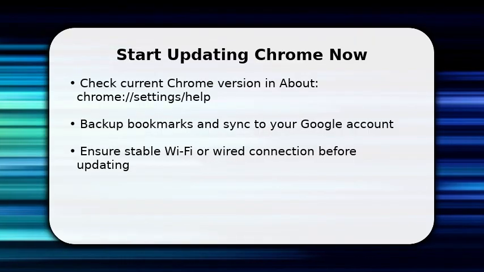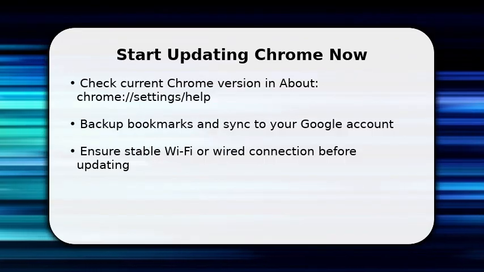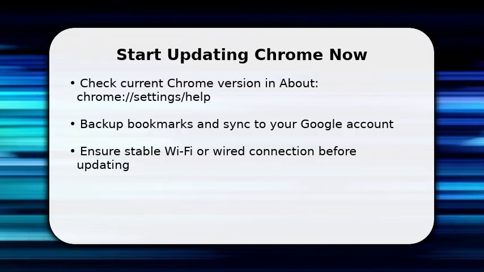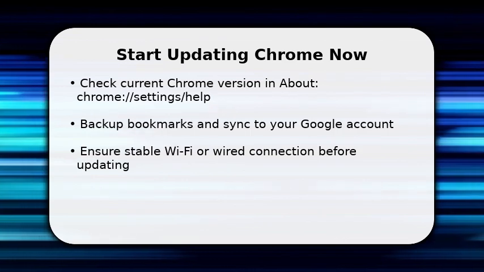Once the download starts, make sure you don't close Chrome or interrupt the network. If a permissions prompt appears, allow it. On managed machines, you may need admin rights. This step moves the update from pending to downloaded and prepares Chrome for the relaunch that completes the install.